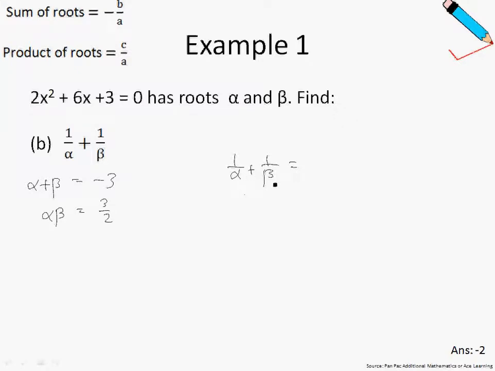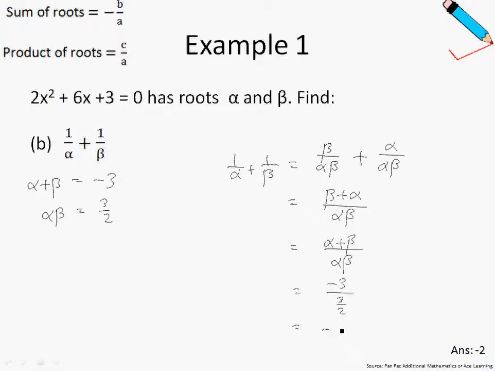Recall that if I want to add up two different algebraic expressions, we will first need a common denominator. The common denominator which I pick would be alpha beta. For the first fraction, multiply by beta, top and bottom, to get beta over alpha beta, and for the second fraction, multiply by alpha. Then we can sum them up. This will give me beta plus alpha over alpha beta, which is similar to alpha plus beta over alpha beta. At this point, I can substitute in the values that I found earlier. Alpha plus beta is just negative 3, and alpha beta is just 3 over 2. Simplifying this with the help of a calculator, I'll arrive at the final answer, which is negative 2.